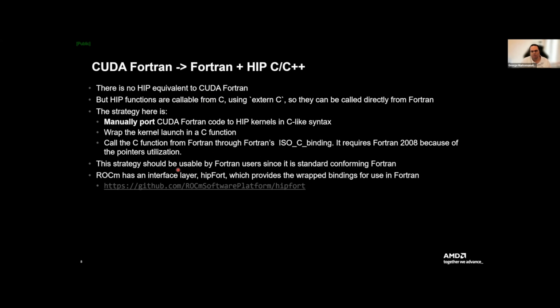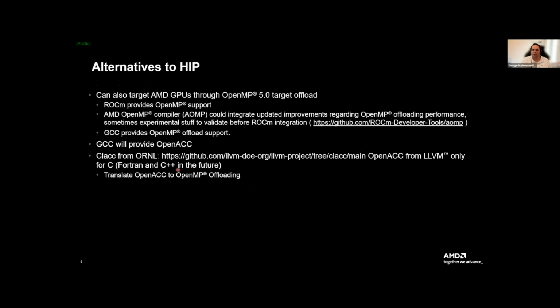So I will not stay here a lot because I think there's a presentation. The strategy here is manual. Manually port CUDA Fortran code to HIP kernels in C syntax, wrap the kernel launch in a C function, and call the C function from Fortran through Fortran's ISO-C binding. It requires Fortran 2008 because of the pointer utilization. But I will not talk more because this is probably a duplicate topic.